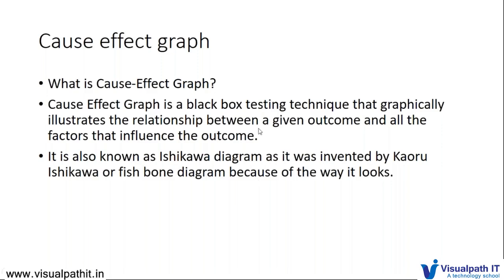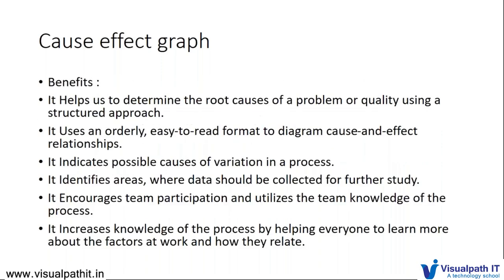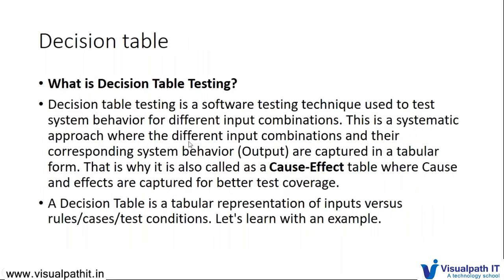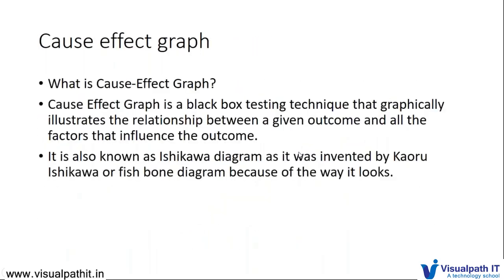Again, the cause effect graph is a black box testing technique that graphically illustrates the relation between a given outcome, that is the expected result, and all the factors that influence the outcome. So what is that? It is a technique that graphically illustrates the relation between the input and the output. That is what has been explained in a different way: a relationship between a given outcome and all the factors. It is a systematic approach covering different input combinations and their corresponding output. So it is almost the same.